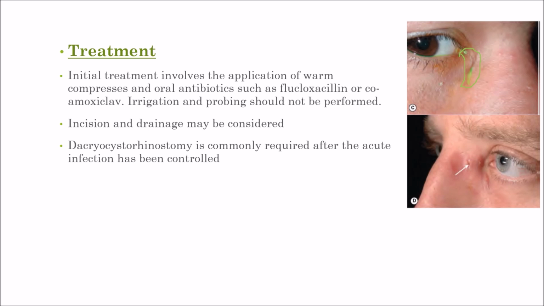Dacryocystorhinostomy is done after the acute infection has been controlled and may reduce the risk of recurrent infection and can result in the closure of the fistula, as it is seen here. The fistula is healed as the arrow is pointing towards it, showing a closed fistula.